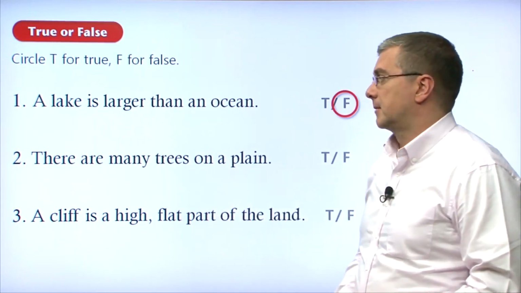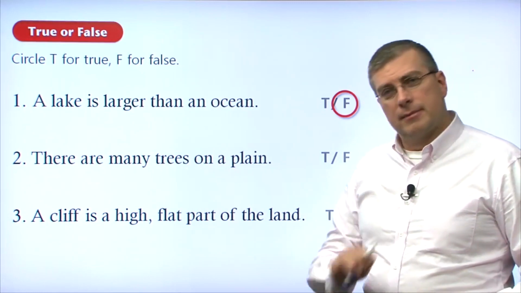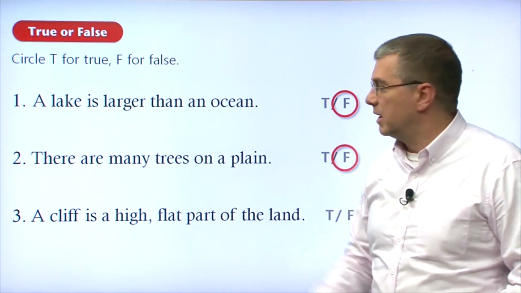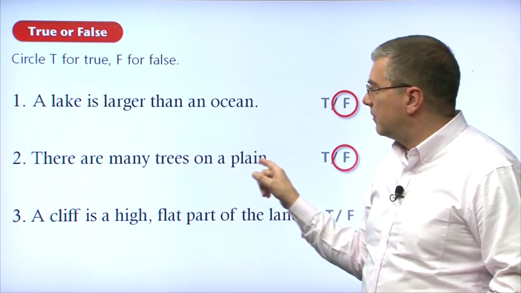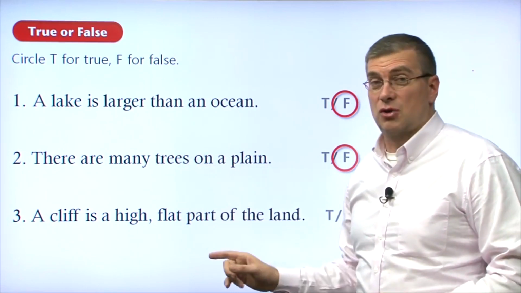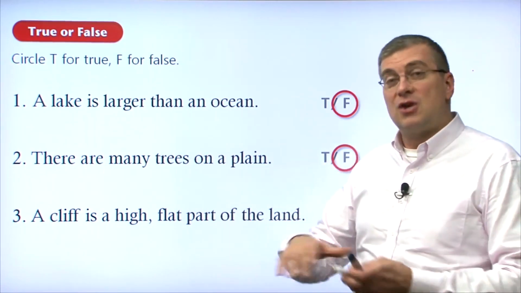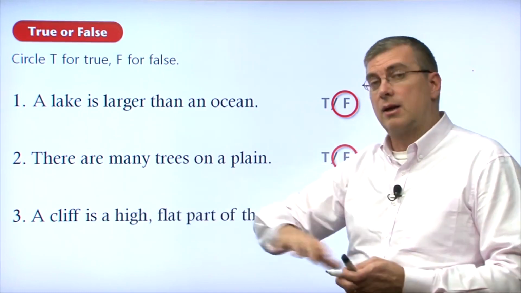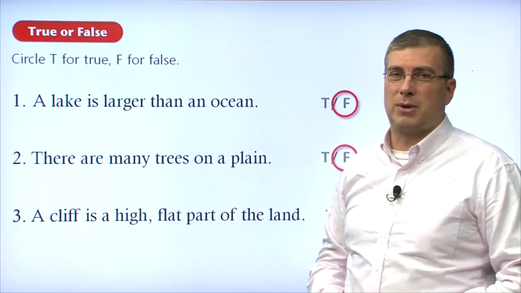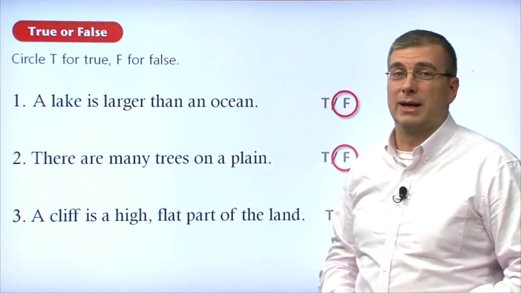Lakes are smaller. Number 2, there are many trees on a plain. Is that true or false? If you chose false, you are correct. The idea of a plain is that there are not many trees. If there are many trees, then we call it a forest. It's not a plain anymore, right? A plain usually has grass growing on it, but not trees. We can see for a very long distance on a plain. If there are many trees, we can't see for a very long ways.